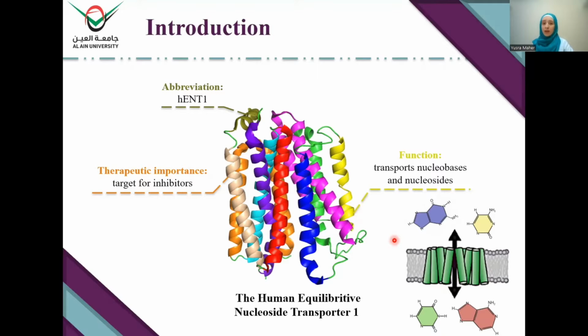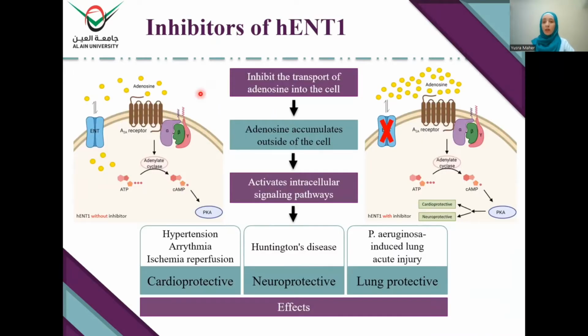They are a family of integral proteins mostly found on cell membranes. hENTs play a crucial role in transporting nucleosides and nucleobases, which are essential for DNA and RNA synthesis. Therapeutically, the isoform hENT1 is of great interest, being a key molecular target for drugs that inhibit its transport activity. Let me first familiarize you with the concept of inhibition.